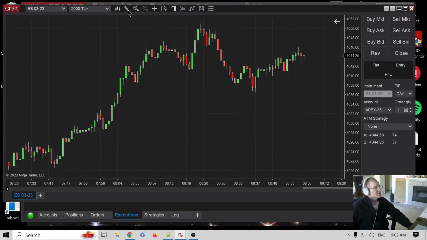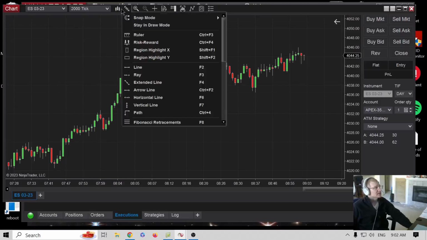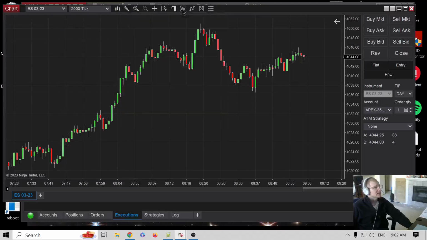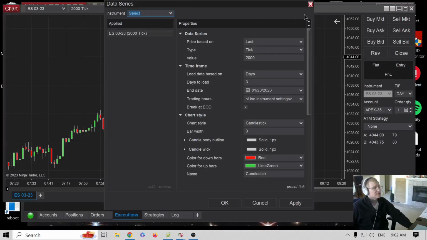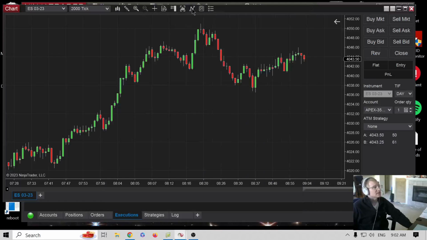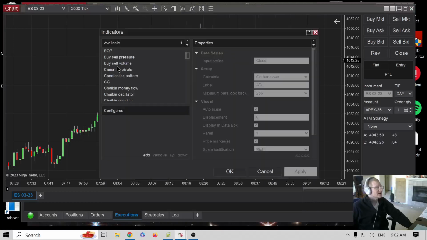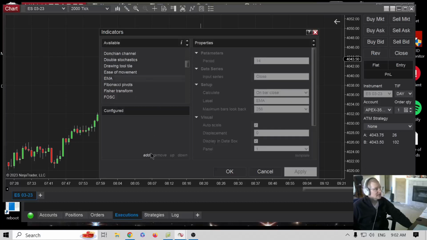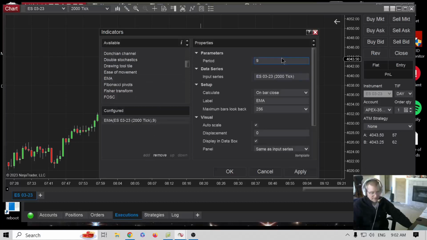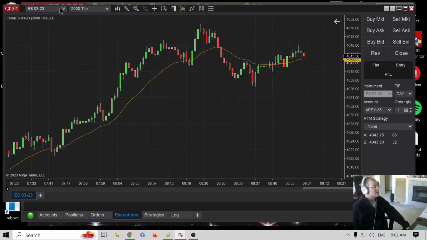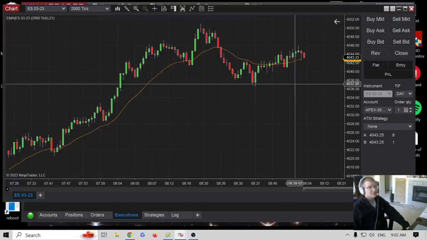And I'm missing an indicator, so where do I put my indicators? Here. Okay, that is not my indicator, it's my instrument. Okay. EMA. Add. Parameter. 21 day. My chart is a 2000 tick chart.